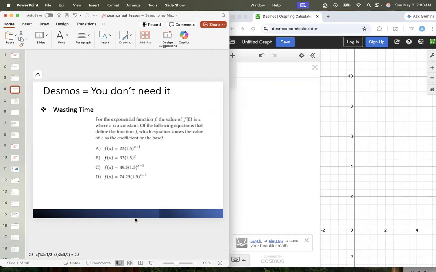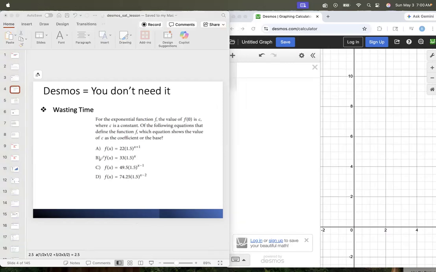This is an exponential concept. Desmos is not going to tell you. You would have to input all of them. Do you want to calculate all of them? You don't need to. You know f of 0 is c, that's the beginning. If f of 0 is the beginning, I know this is supposed to be 1.